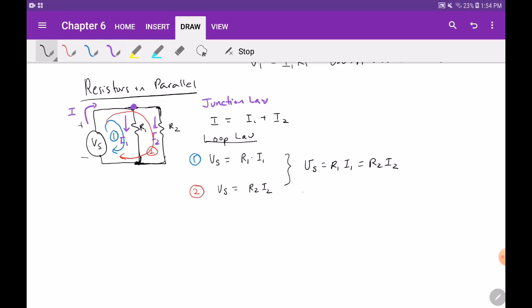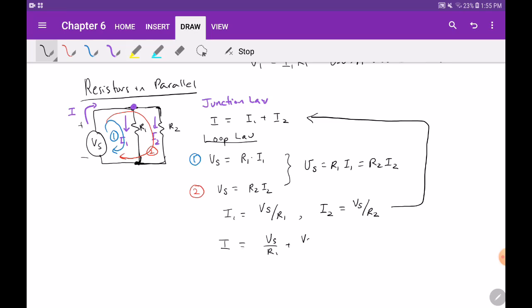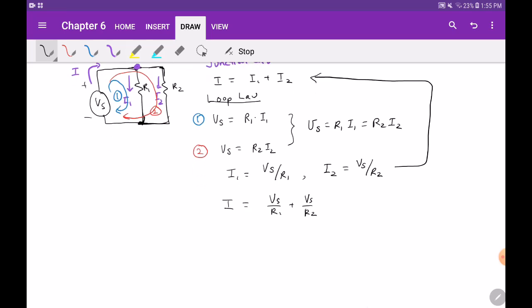Now what we're going to do is solve for the I's. I1 must be equal to the source divided by R1, and I2 must be equal to Vs divided by R2. And we're going to substitute back in here. Then we have the total current equal to the source divided by R1 plus source divided by R2. Then what we're trying to do is come up with a single resistor, the equivalent resistor that can replace both. So you should have the exact same current coming out of the voltage source. According to the loop law, Vs must be equal to I total times R equivalent.